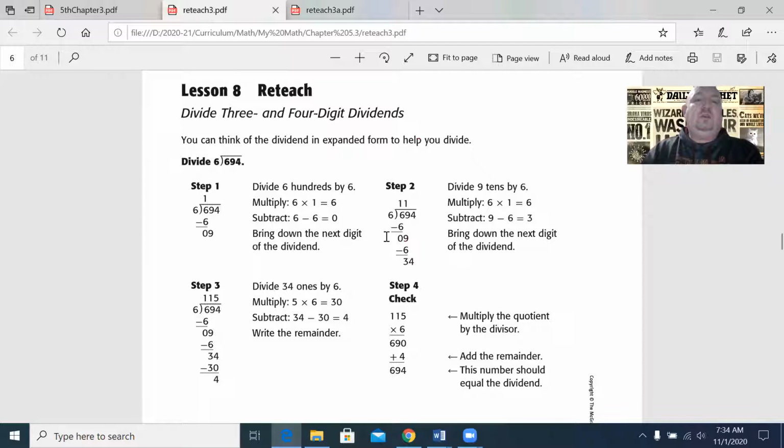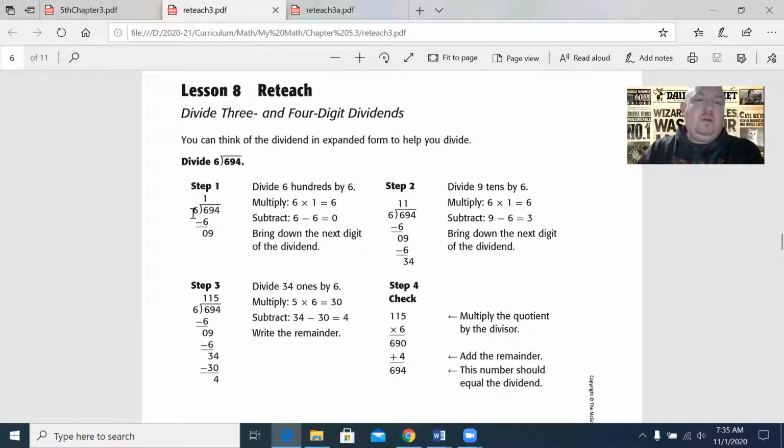So let's go into today's lesson, reteach 3 and 4-digit dividends. One of the things I wanted to stress to you was that we're never dividing all 3 or 4 digits. We're dividing 1 or 2 digits at a time. So we had the sample problem here of 694 divided by 6, and here are the steps listed out.